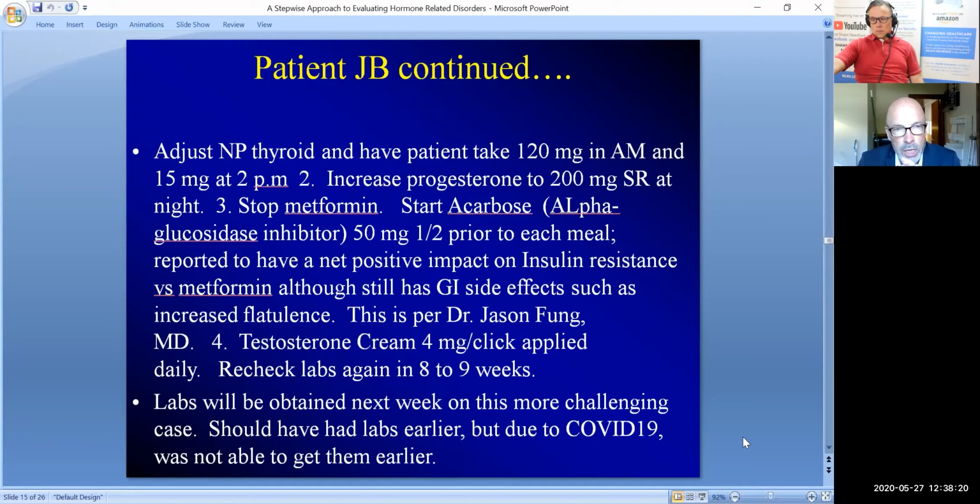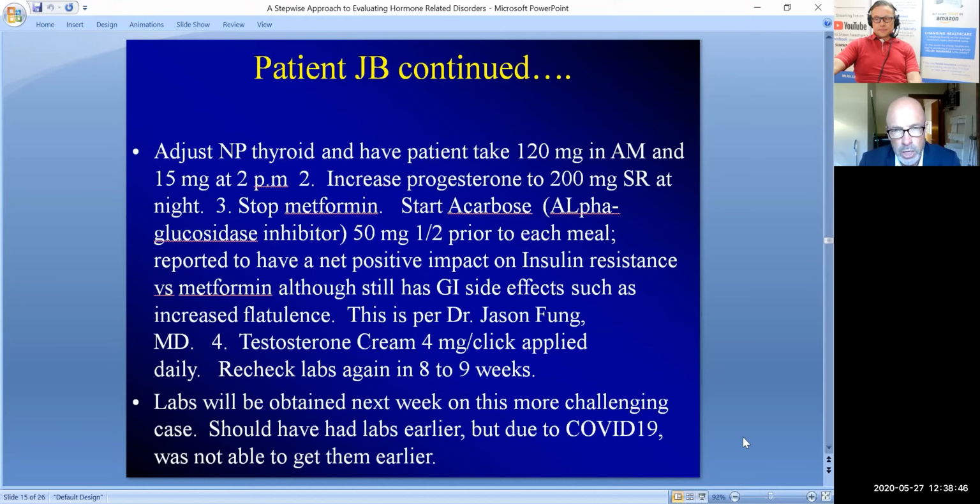So I had her adjust her NP Thyroid, and this is something that has worked well: you just have them split it. 120 in the morning and 15 milligrams at 2 p.m. And again, it doesn't work well for everybody because trying to remember that dose at 2 p.m., especially since she's a mom of kids, but she felt that she could do it.